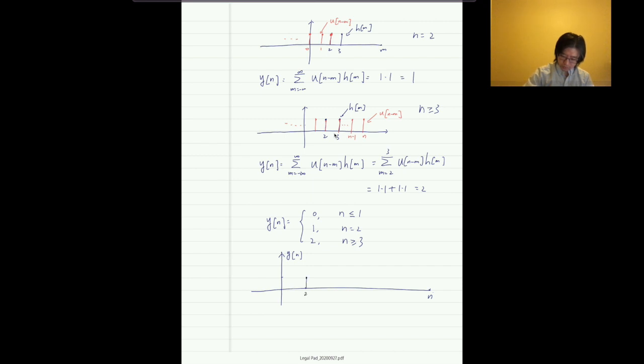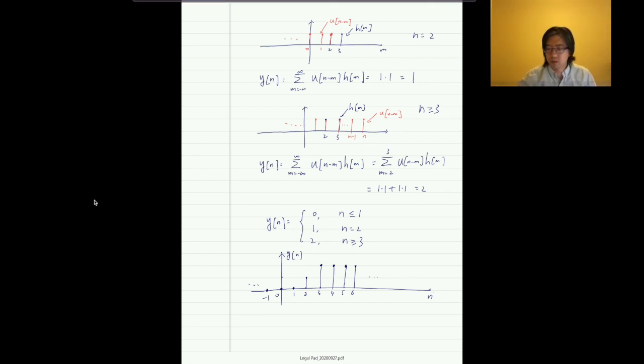When n is bigger than or equal to 3, it will be 2, and so on, 4, 5, 6, and so on. 1, 0, -1, and so on. Right? And now we're done with our question number 7. Okay?